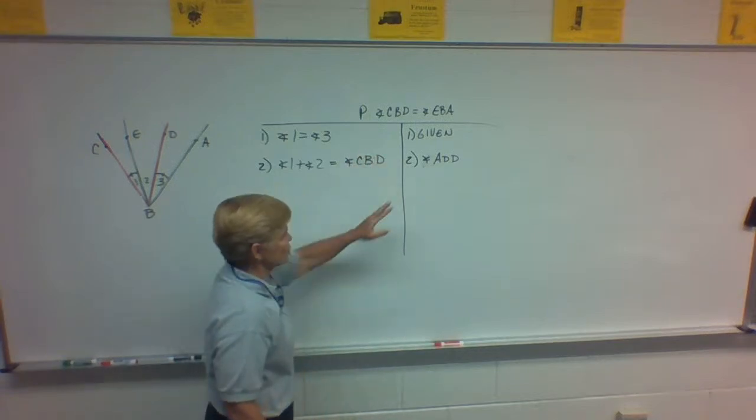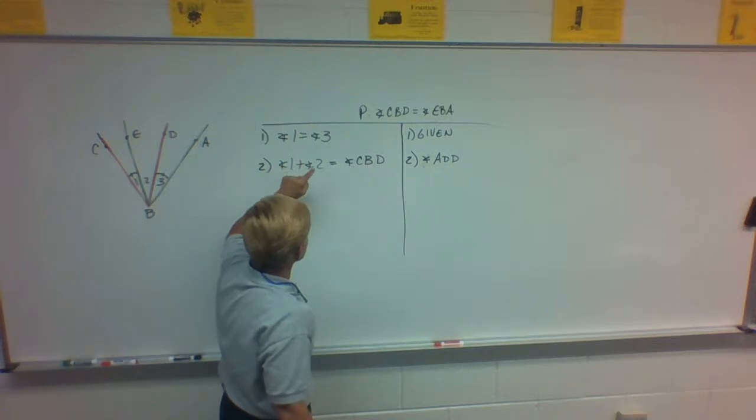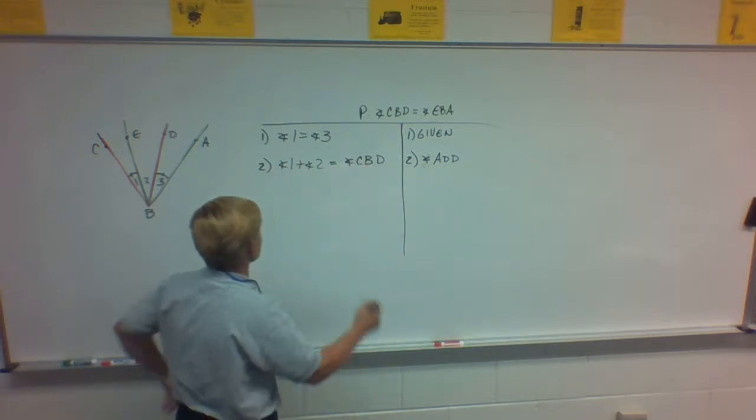And again, this is the heart and soul of angle addition. A little plus an adjacent little equals the big that contains them. Little plus little equals big. Angle addition. What else can we say?